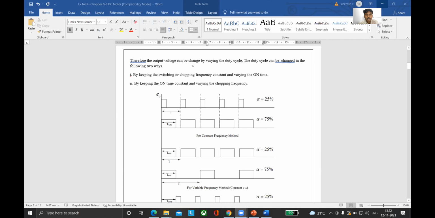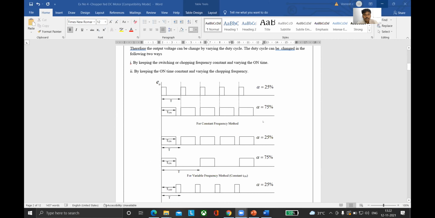Therefore, the output voltage can be changed by varying the duty cycle. The duty cycle can be changed in the following two ways. We have already discussed this in the power electronics subject. So how can we vary the output voltage?